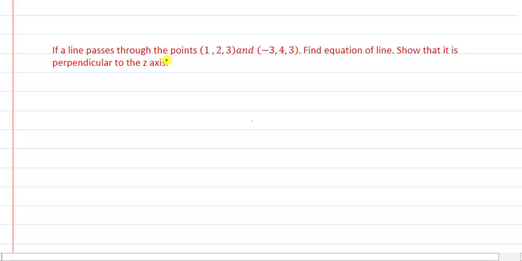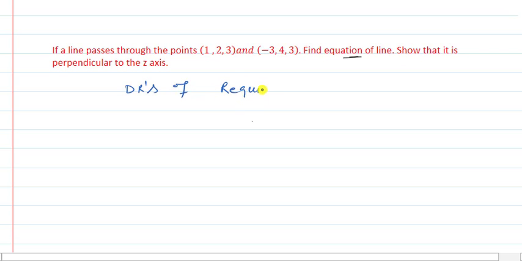The next problem is, if a line passes through the points this and this, find the equation of the line and show that it is perpendicular to the z-axis. So the first part is to find the equation of the line. As I told you, this is the second case when the two passing points of the line are given to you. You can do this in a very simple way by calculating, first of all, direction ratios of the line.